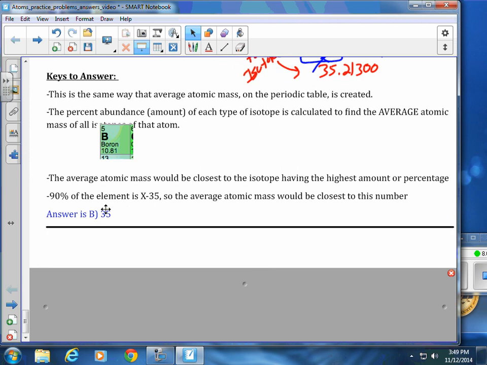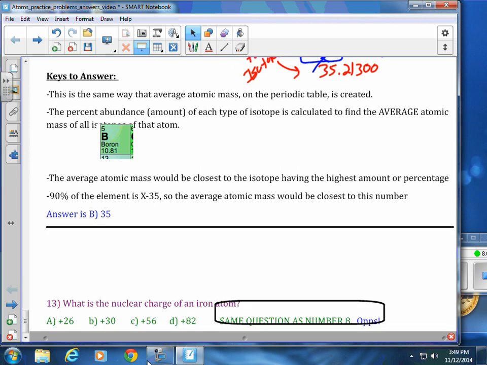All right, and then my last question is number 13 at the bottom, and oops, I meant to delete it off because it's a repeat of the one above. So you are done. Yay.